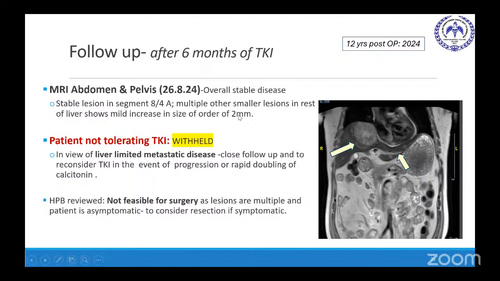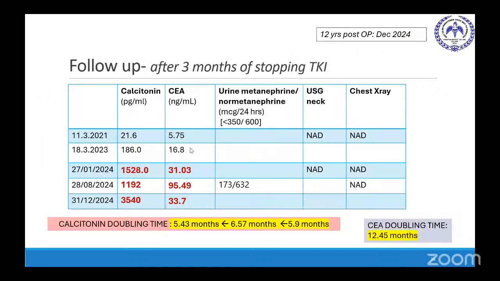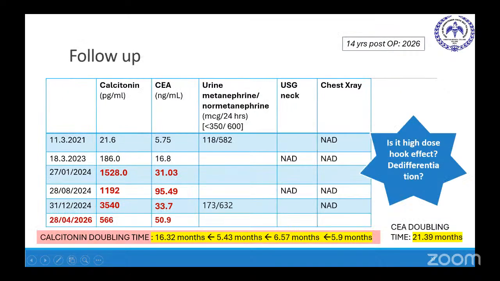Hence, it was withheld. He did review with the HPB surgeons about the feasibility of the surgery, but because there were multiple lesions, it was not considered. Then after 3 months of stopping TKI, we found that the calcitonin doubling time had again reduced and his CEA was at 33. And the MRI was done at that point and it had shown a stable disease. And though he was advised to be kept on close follow-up, he was lost to follow-up and then he presented again this year, 2 months back.